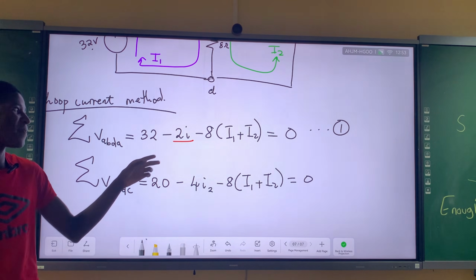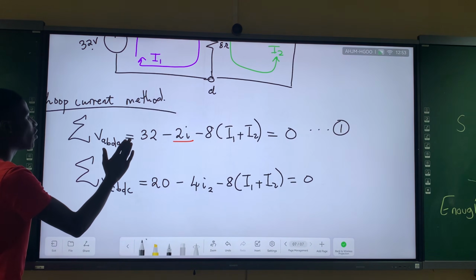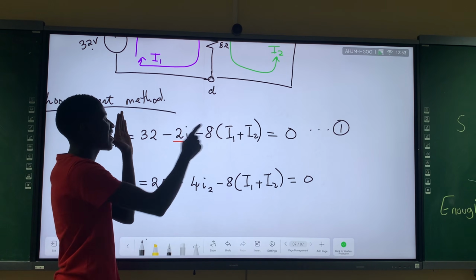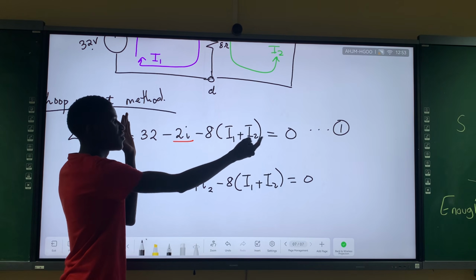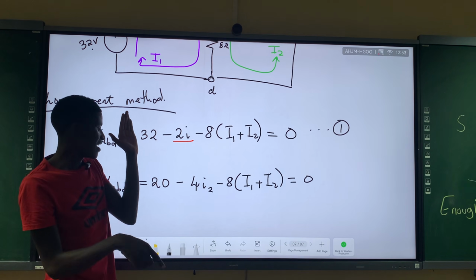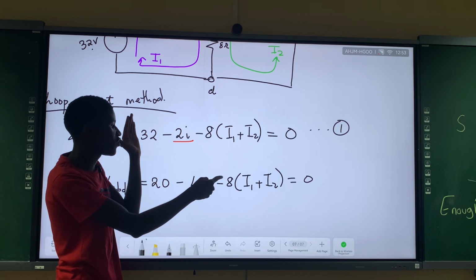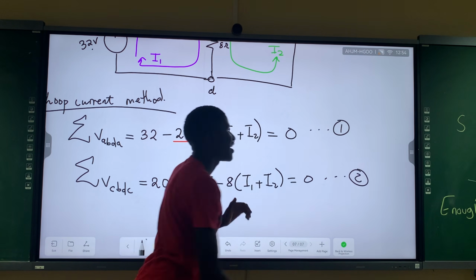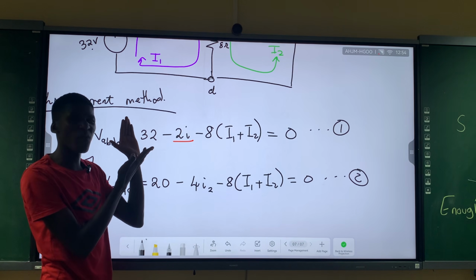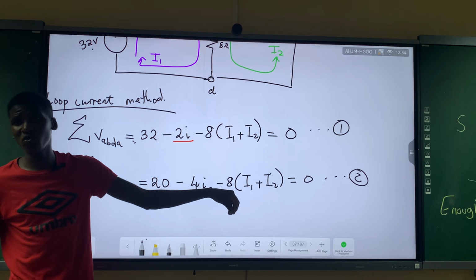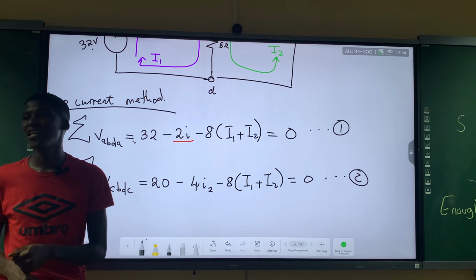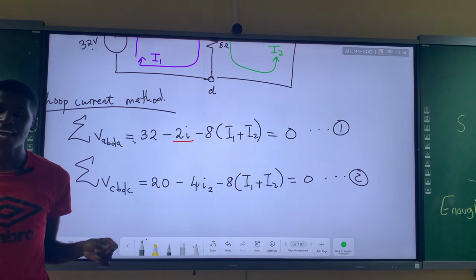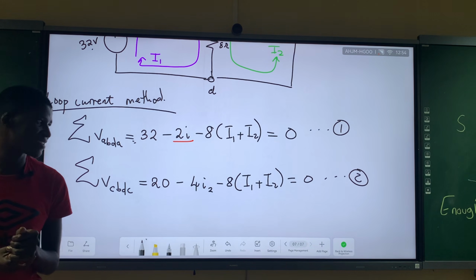So when you do the correct maths, you will no longer need this part. You will see the equation that says 32 minus 2I1 minus 8 into I1 plus I2 is equal to 0. That's your equation 1. Then the second equation is 20 minus 4I2 minus 8 into I1 plus I2 is equal to 0. That is your equation 2. And then you can either make I1 the subject of the formula and substitute, so you can solve by substitution, or you can use determinants, a matrix, or whatever good mathematical methods you have.